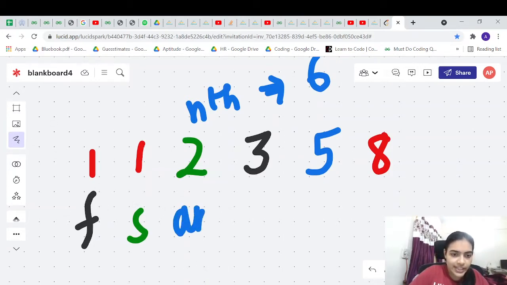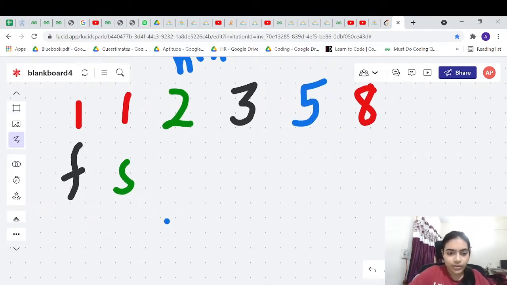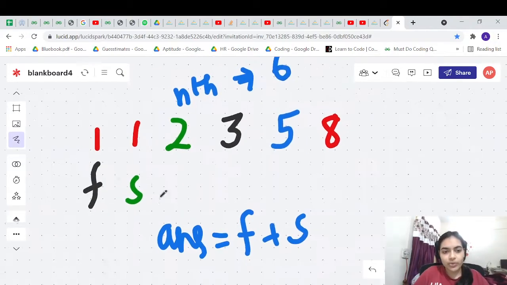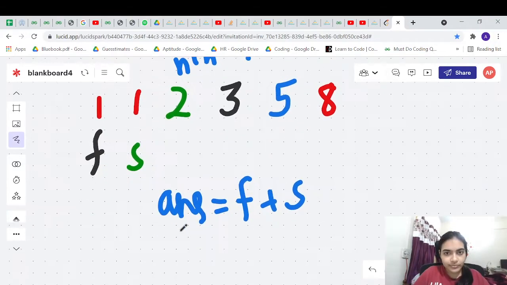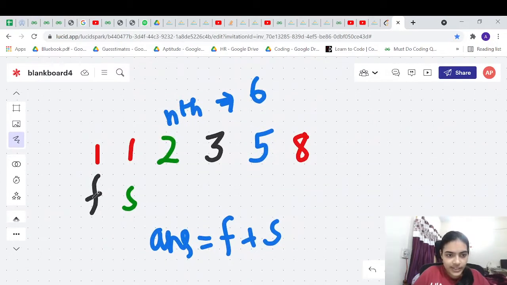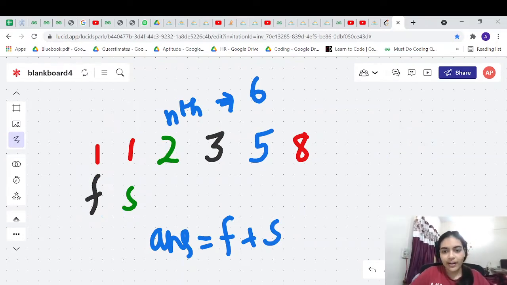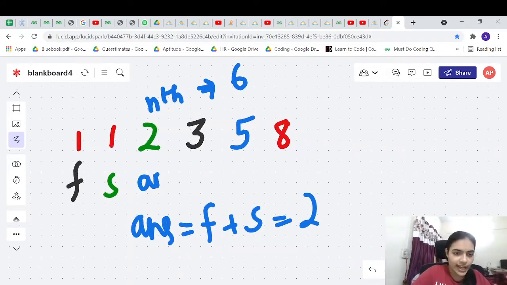Okay, so let's say our answer is here. Answer is the sum of first and second. Okay, so let me write it. Answer is the sum of first and second, and we'll keep moving these two variables. Okay, so currently first is 1, second is also 1, right? And what is my answer variable? Answer is 1 plus 1, which is 2 currently. Okay, this is my answer variable.